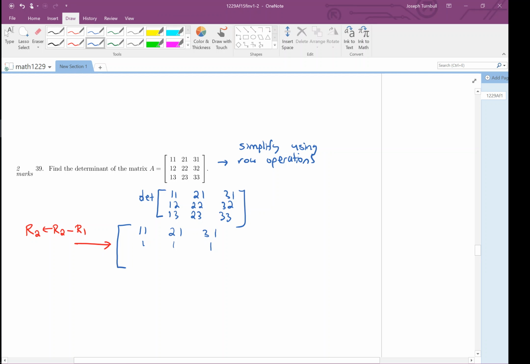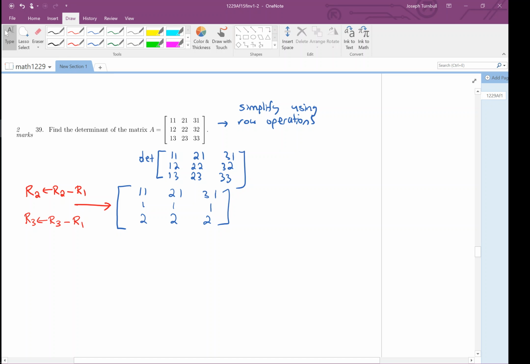Okay, I'm going to do the same thing for row 3. I'm going to replace row 3 with row 3 minus row 1. Let's see what happens. 13 minus 11, 2. 23 minus 21, 2. 33 minus 31, 2. Okay, now we can see that row 3 and row 2 are multiples of each other. That means the determinant is 0, but I'll go one more because I know everyone likes to see the duplicate rows, duplicate columns, so I'll do another move.